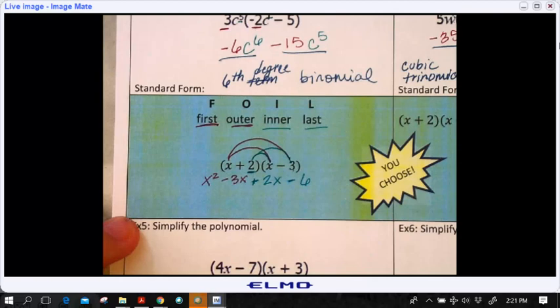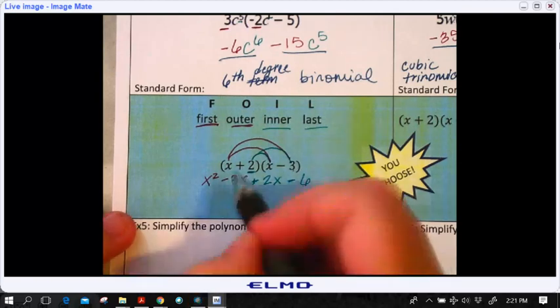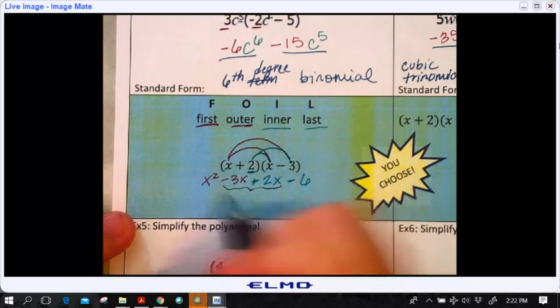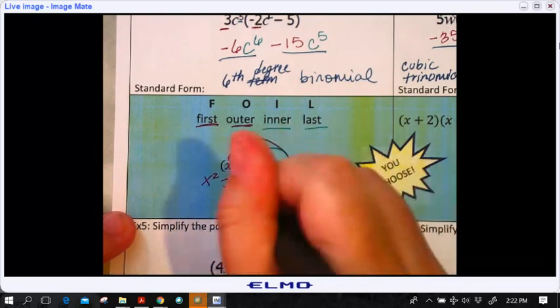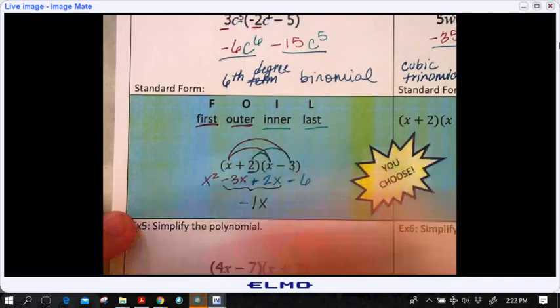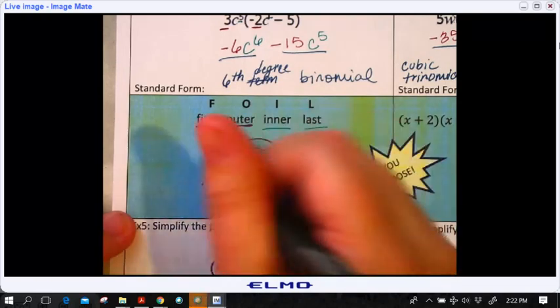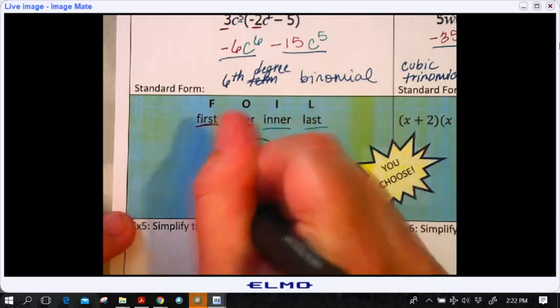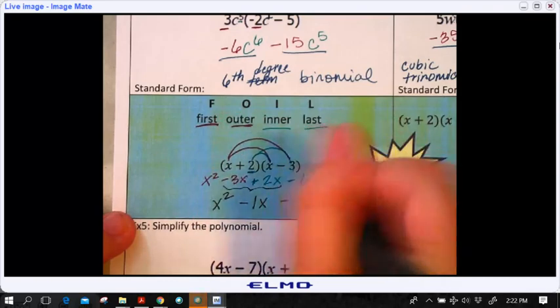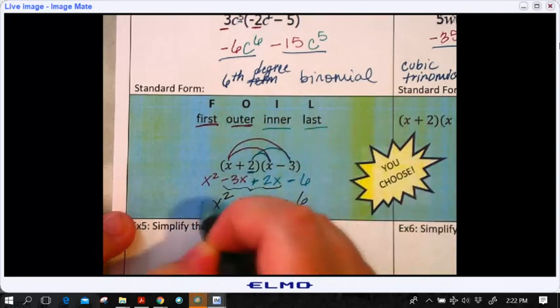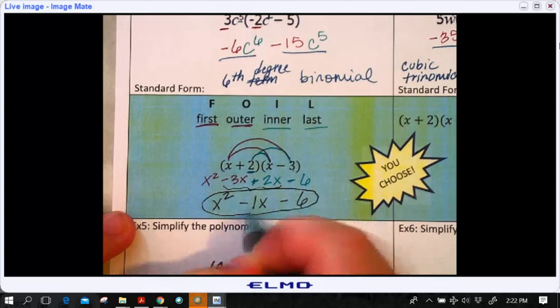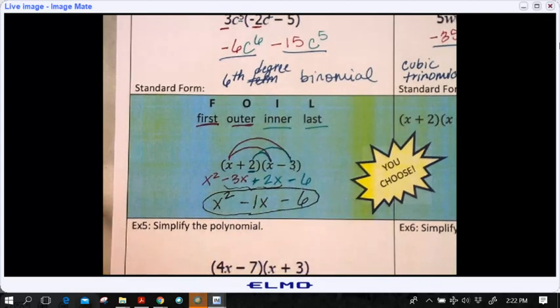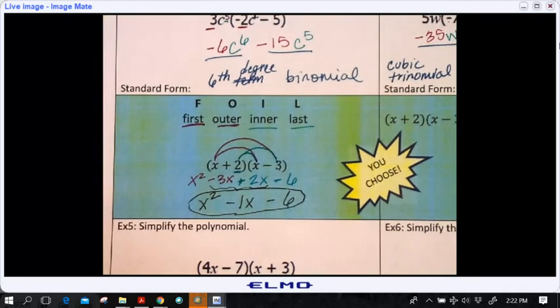And then from here, what I need to do is combine my like terms. Negative 3x plus 2x is negative 1x. And then you can just bring down everything else. X squared minus 6. And that's your final answer. So that's using the FOIL method. Let me show you the same problem using the box method.